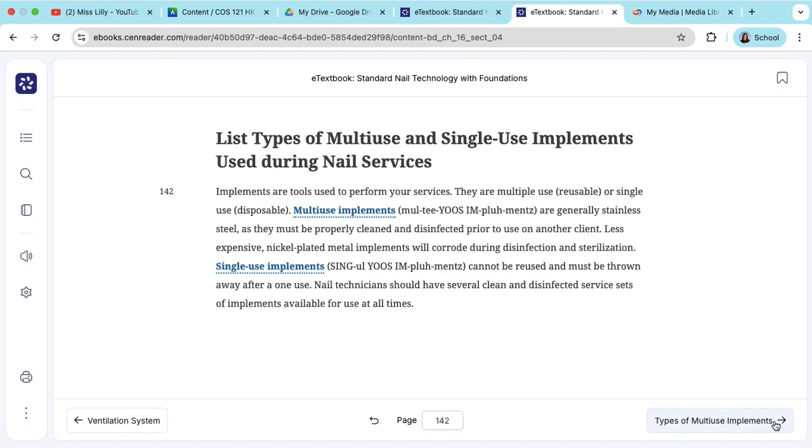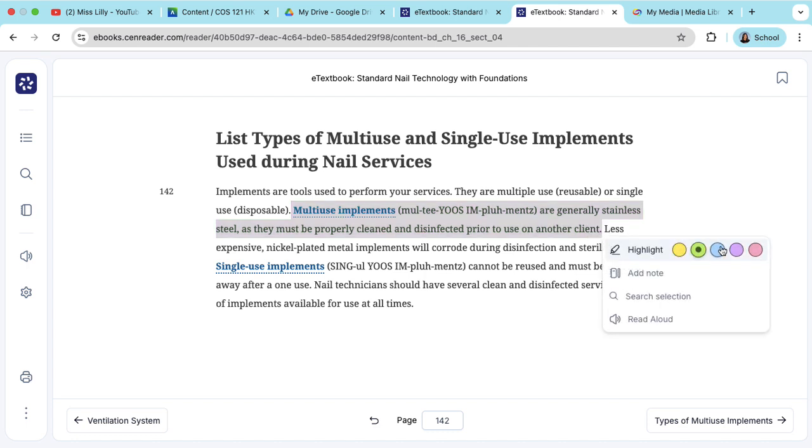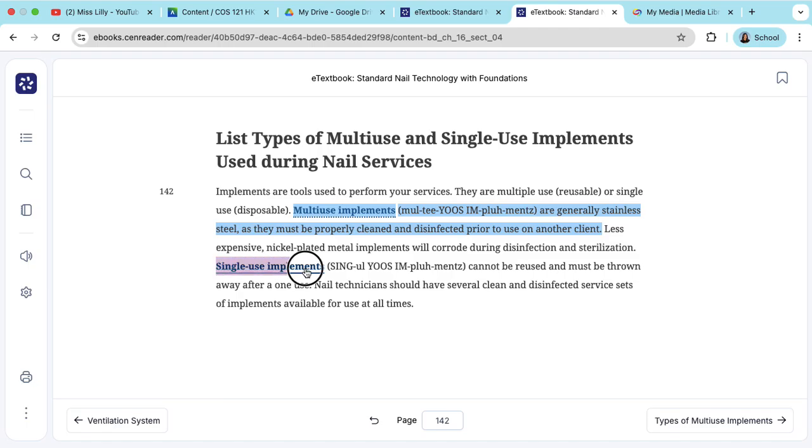List types of multi-use and single-use implements. A multi-use implement is one that we can reuse. We will clean it, disinfect it, sterilize it, and then we can use it again. A single-use implement is one that after each use we have to trash.